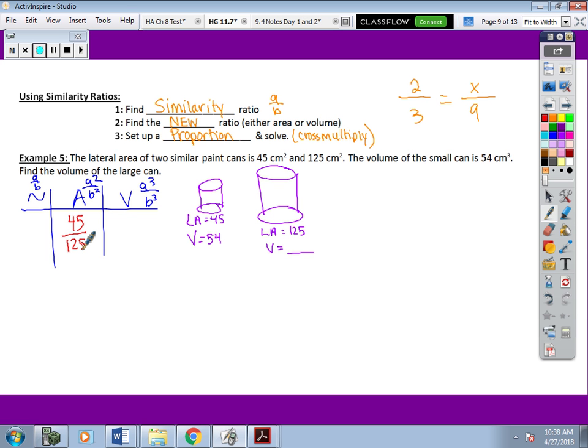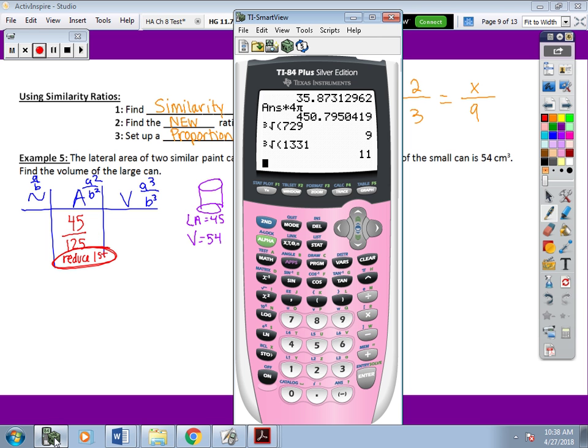Use square root. Do we know the square root of 45? Do we know the square root of 125? No. So since these are not perfect squares, we want to reduce first. And you can reduce in your head, dividing by 5 in the top and the bottom. You'll get 9/25. But if the numbers get really large, which they may in the homework, you can use your calculator to reduce fractions. You just divide the numbers. You get a decimal.